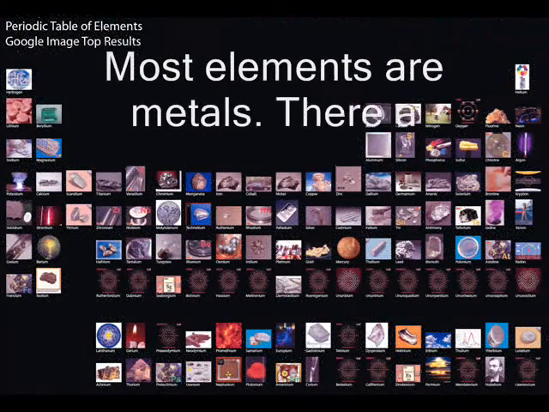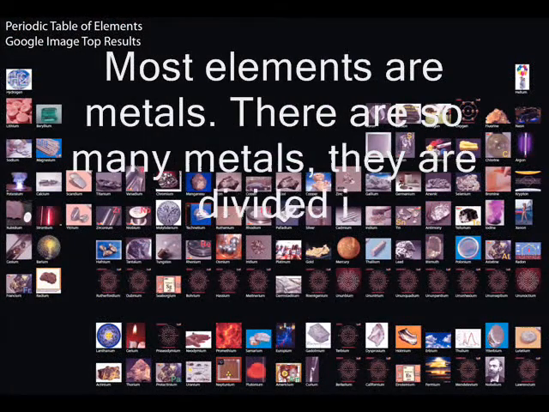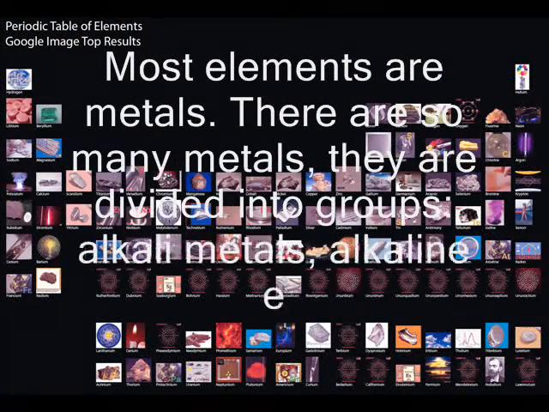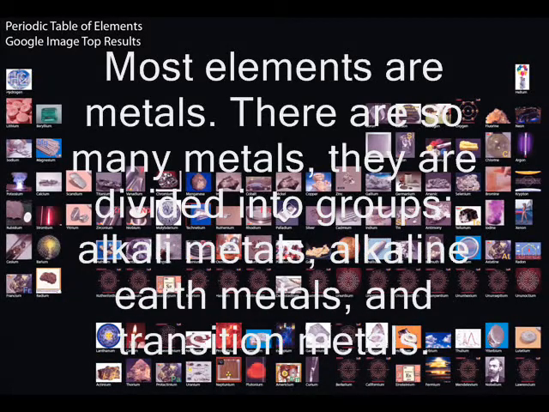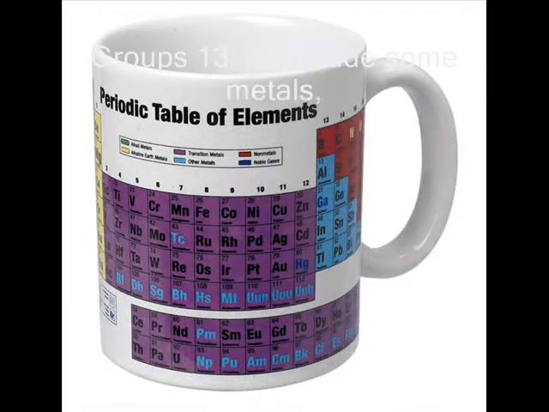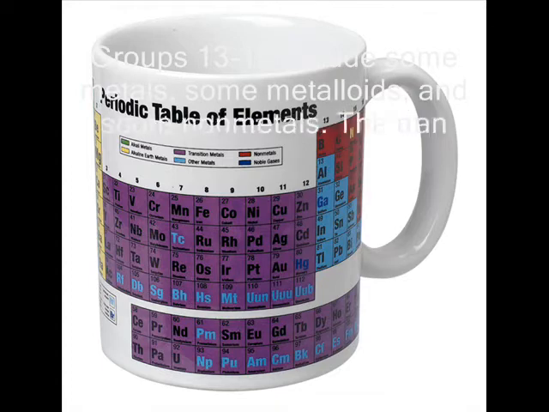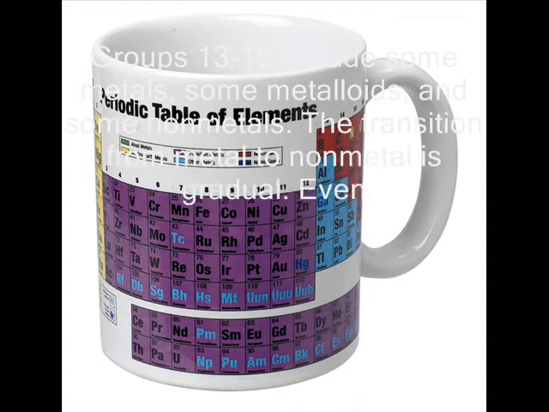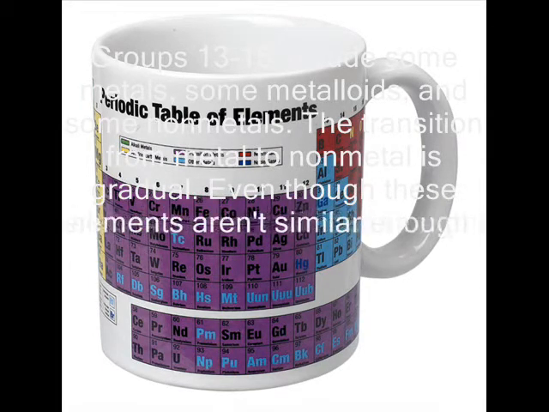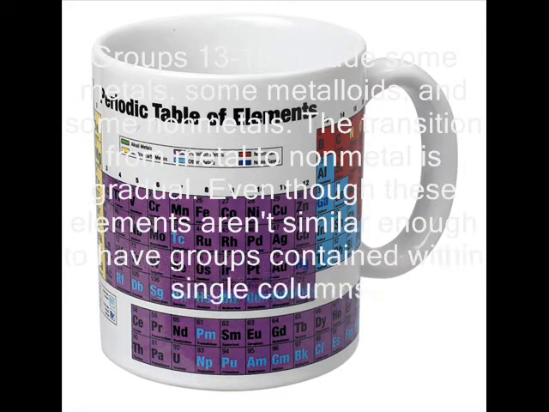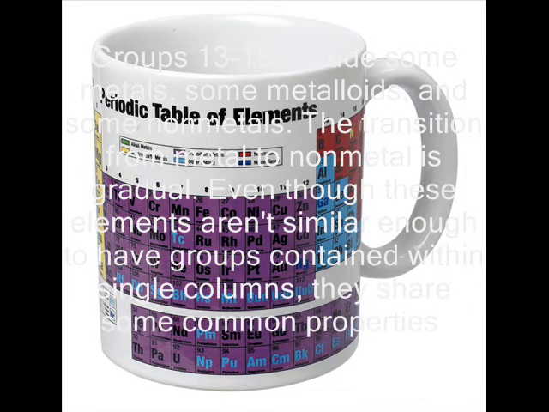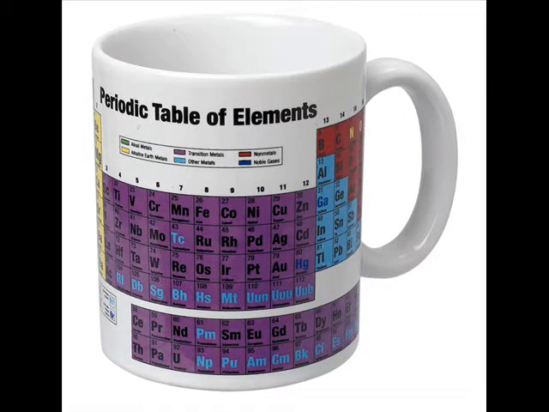Most elements are metals. There are so many metals, they are divided into groups: alkali metals, alkaline earth metals, and transition metals. Groups 13 through 15 include some metals such as metalloids and some nonmetals. The transition from metal to nonmetal is gradual. Even though these elements aren't similar enough to have groups contained within a single column, they share some common properties.